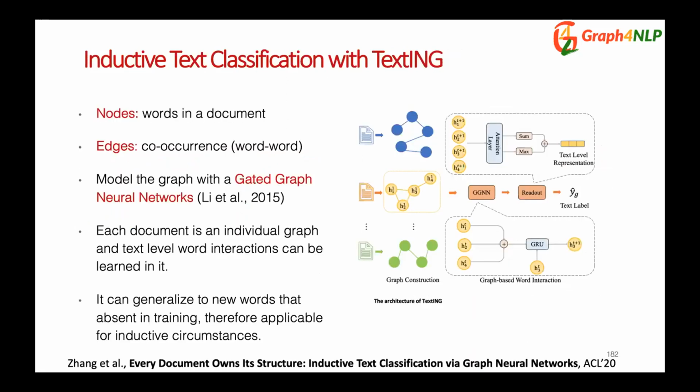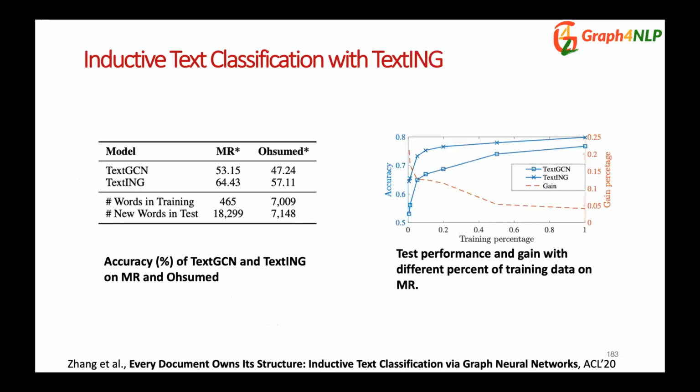This is another work, proposed as TextING. The difference here is that they perform inductive text classification by modeling each document as a single graph, so it considers the more fine-grained intrinsic structure of the document. Here the nodes are the words in a document, and the edges are the co-occurrences. It models the graph with a gated graph neural network, and it can generalize to new words that are absent in training, therefore applicable in inductive circumstances. Here we can see that TextING performs better than Text GCN.